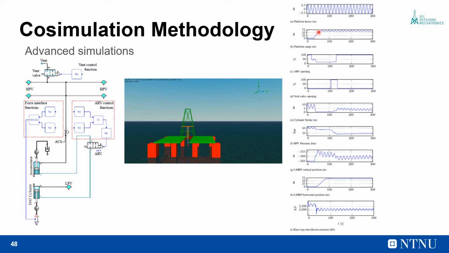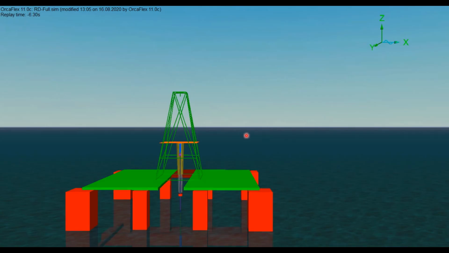The platform continues to move to a safe location, and once it has reached the safe location, the vent valve is opened, the HPV pressure reduces, and the riser stack and the LMRP are lowered, and the platform continues to respond to the waves with the riser in the soft hang-off condition. Let's now have a look at the simulation.